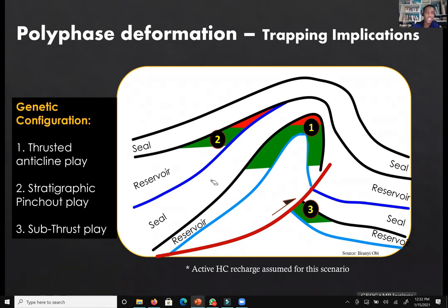So this is just an example of how in a polyphase or multi-phase deformed setting, you have different trap styles or different trapping configurations, and each of them come with their different risk and property, of course, in terms of the size of hydrocarbon, so the chance that you still find it there and stuff like that.